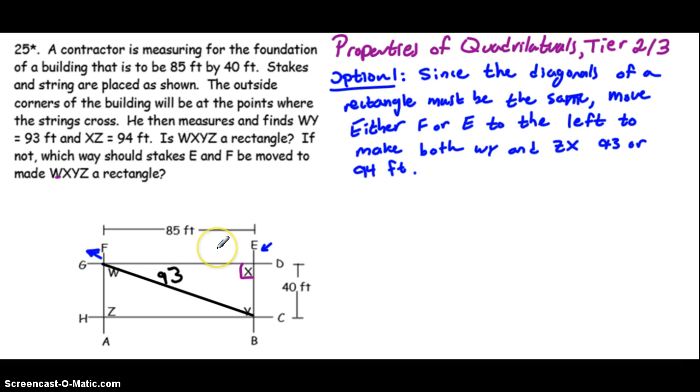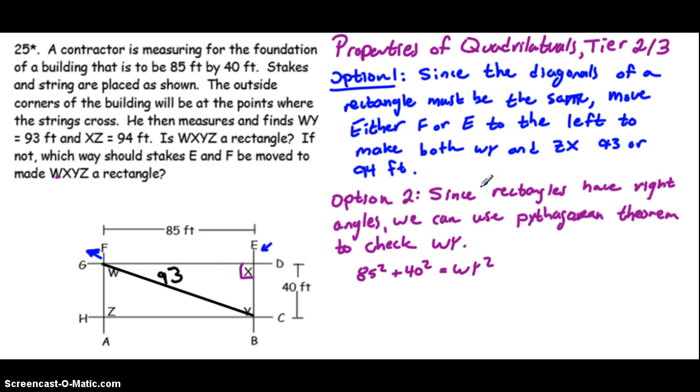So let's actually do the math out for that. Again, since rectangles have right angles, we can use the Pythagorean Theorem to check what WY should be if this was a rectangle. So we can set up the equation 85 squared plus 40 squared equals WY squared. If you solve that out, square those, add them together, take a square root, and drop that into your calculator to get an approximation, you can find out that this diagonal should be 93.9 if this was a right angle. Which means that this diagonal as it is, WY, is too short. So just like we found out before, we've got to make it longer and move F away to make this the proper 93.9, about 94 feet.